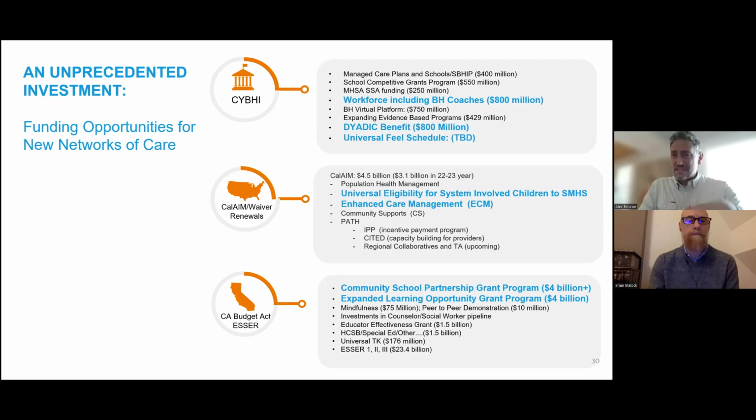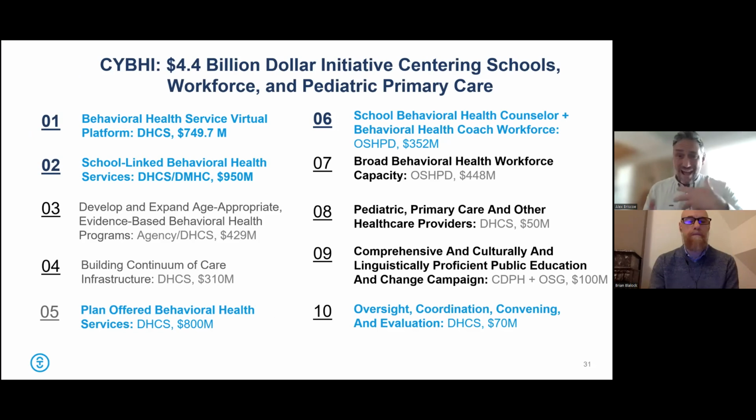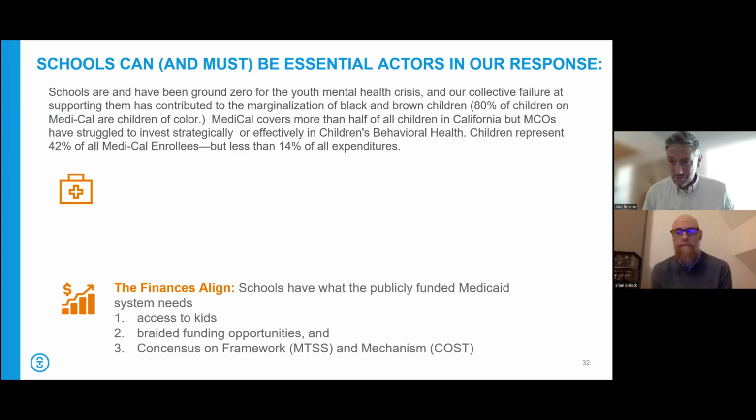These are the 10 essential elements of the Youth Behavioral Health Initiative. Again, the ones I would highlight are the dyadic benefit, number 5, the workforce stuff, number 6, and the new role of schools as automatically in-network for all payers. This is called the universal fee schedule. Schools can and must be, meaning healthcare systems must use schools differently.